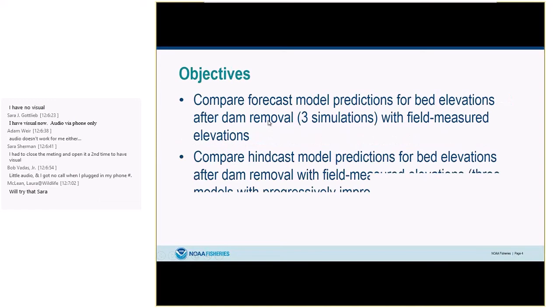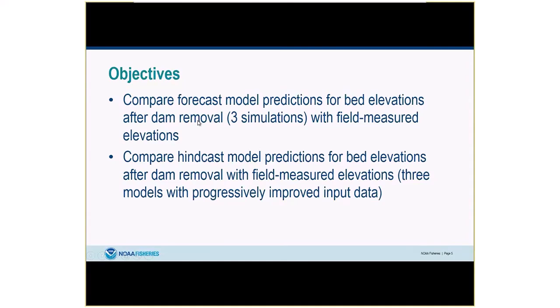So our objectives were very simple. First, we wanted to compare forecast model predictions for bed elevations after dam removal with field measured elevations. And there were 3 simulations to validate. So we wanted to validate the forecasts. Second, we wanted to compare hindcast model predictions for bed elevations after dam removal, also with field measured elevations. So again, these were not forecasts done before the removal. These were 3 models that we developed after the fact with progressively improved input data that I'll describe shortly.